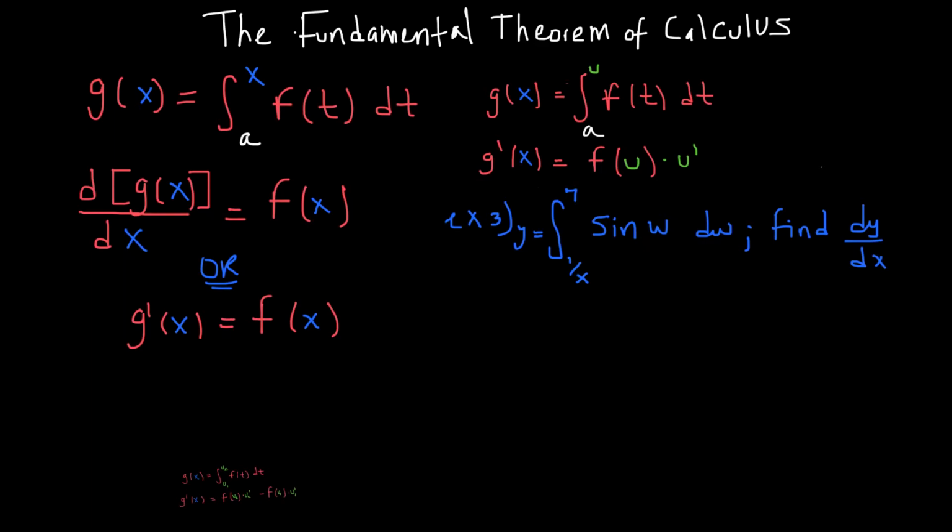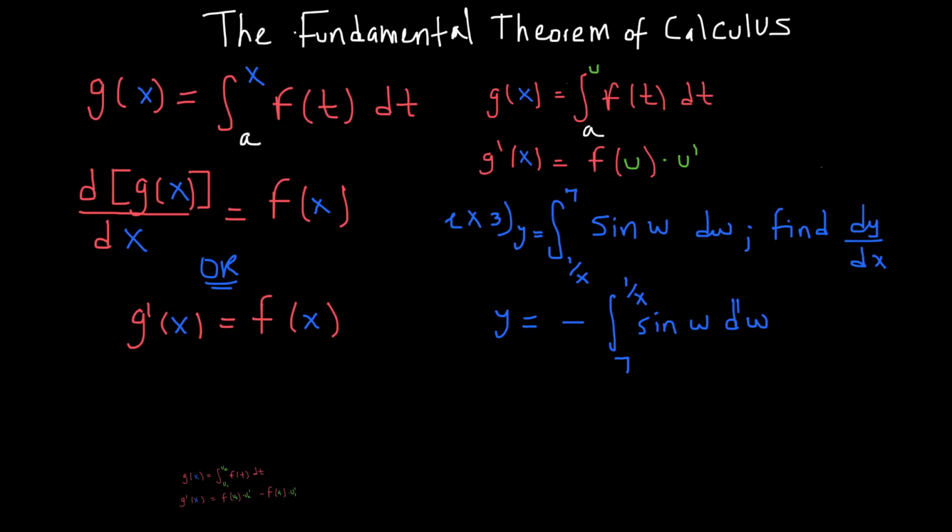So let me first rewrite it and say y equals the negative integral from 7 to 1 over x of sine w dw. And see, now it fits the pattern that I had with my theorem, from the constant to the function of x. And that negative is just a constant, so as long as I keep in mind that I have a negative out there, everything should be okay.